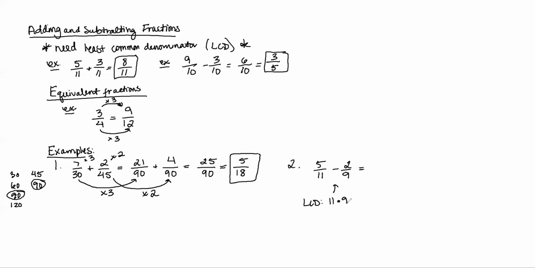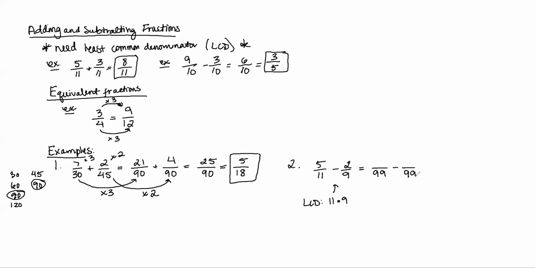And this is helpful here. Over here, not so much. 30 times 45 would have been really big. But if we do it here, our LCD is 99. And it's just kind of guaranteed that both of those go into it since we multiplied them to get to that number.